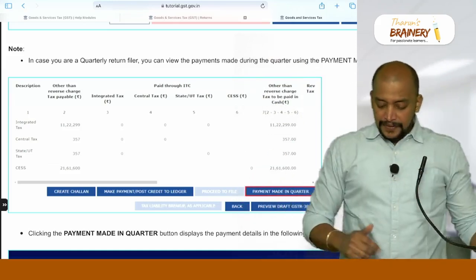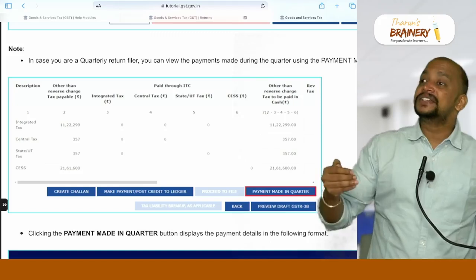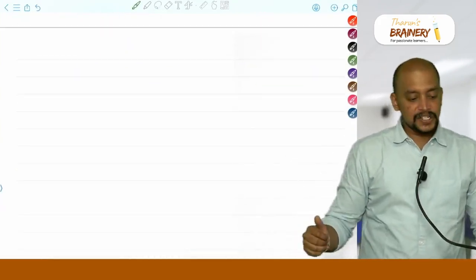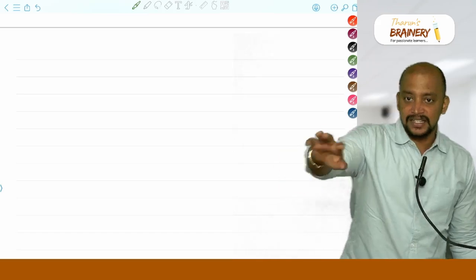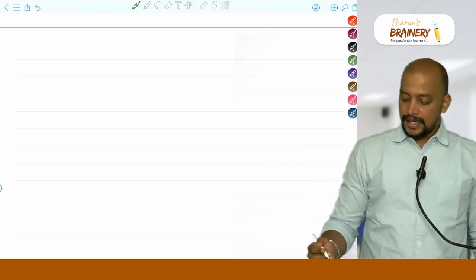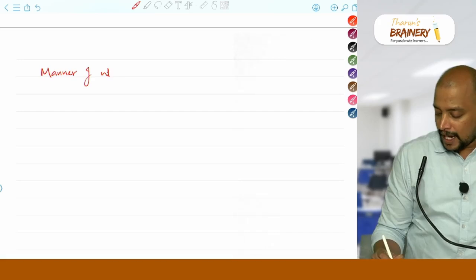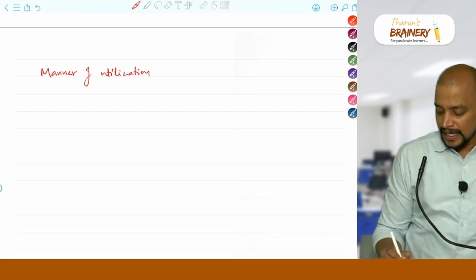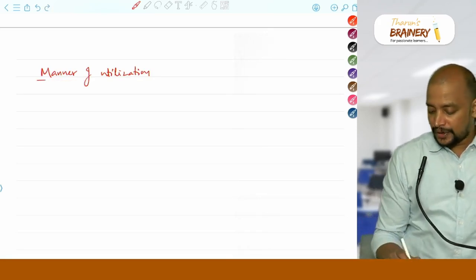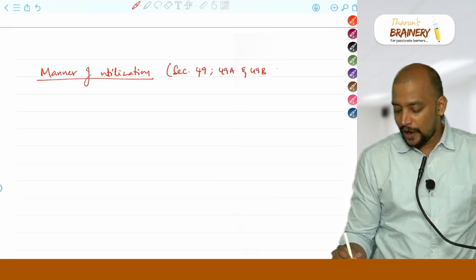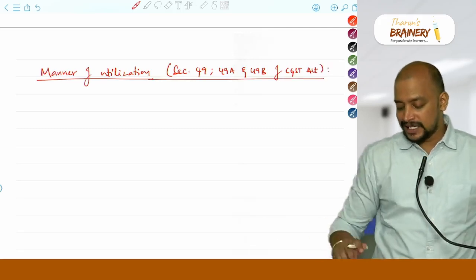And with respect to utilization, there are certain restrictions. So what are those restrictions with respect to utilization? Let's try to understand this first, and then I will show you in which page this information is. But please listen to this. Right now we are discussing the manner of utilization. This information related to the manner of utilization is given in sections 49, 49A and 49B of the CGST Act.